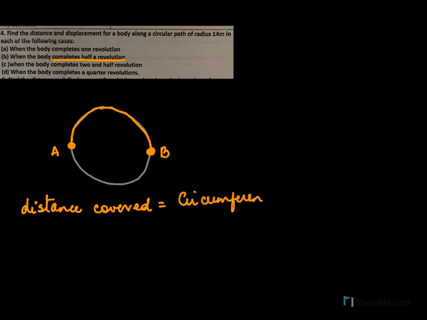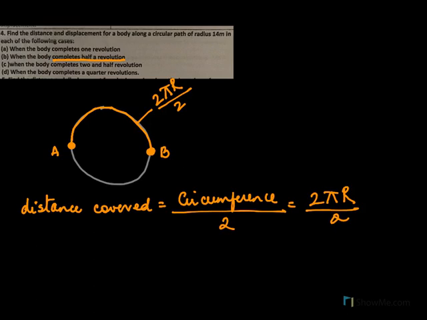Remember, it's just half a revolution. And it will come at this point here. And this is B. So the distance covered will be circumference divided by 2. Have you seen? It's half a circumference, not the full. So it will be 2 pi r divided by 2. You strike this out and you get here pi r.